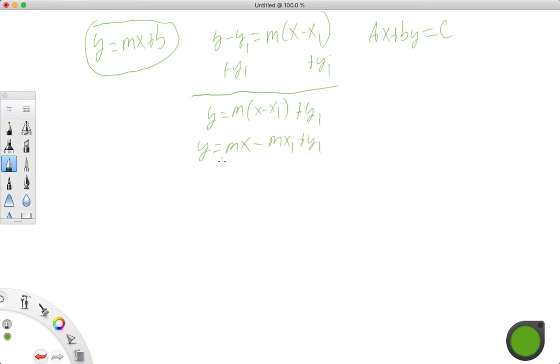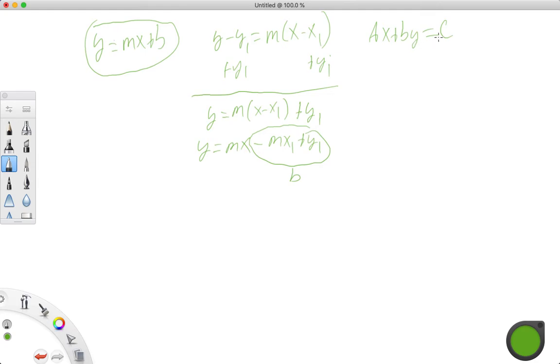Okay, so y equals mx, that looks the same. This negative mx1 plus y1 is equivalent to b. Okay, so we could write that as plus b. It's the same thing. Negative mx1 plus y1 is equal to b. And if you look at this equation right here, if we were to subtract mx from both sides, we'd have y minus mx equals b. And that's why that works. Y minus mx1 equals b. So that's how we would get to there from this equation.